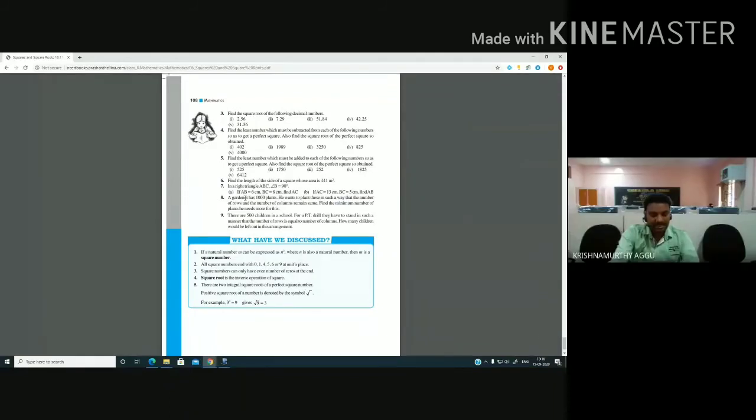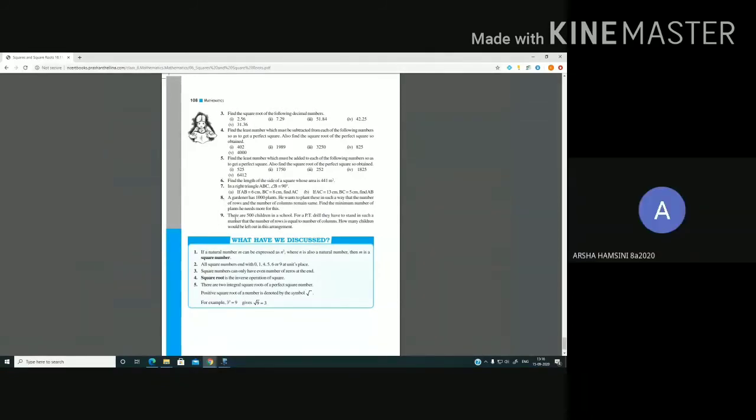Next, questions number 8 and 9 are both the same model only. I would like to go with the ninth question. Eighth one is homework. Read this question. There are 500 children in a school. For a PT drill, they have to stand in such a manner that the number of rows is equal to the number of columns. How many children would be left out in this arrangement?